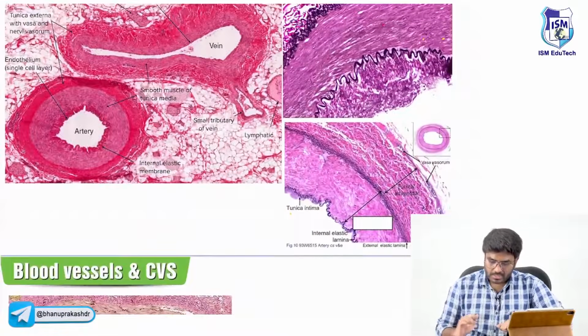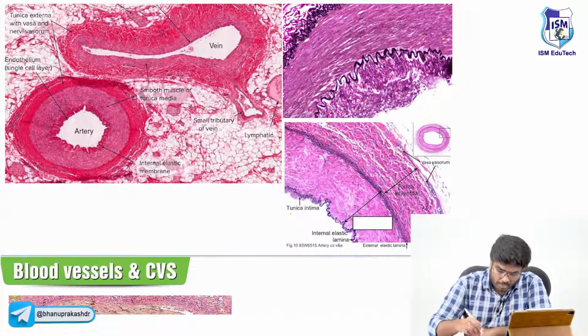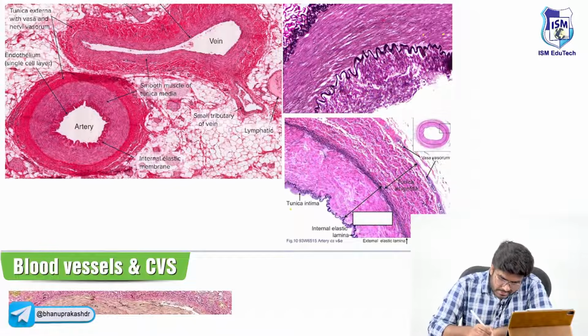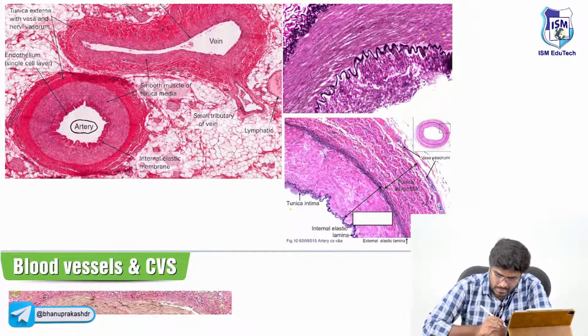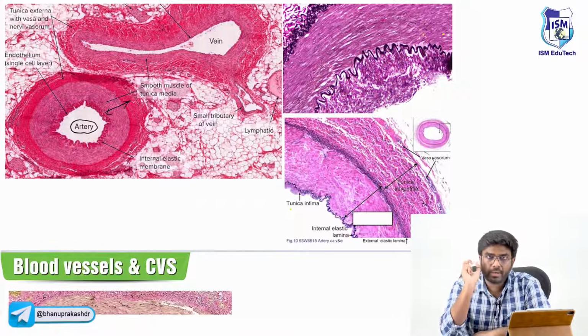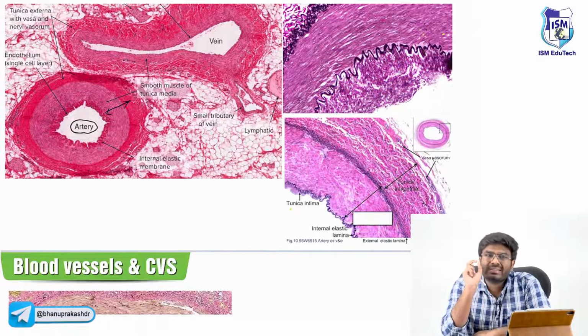Now here you can very clearly see the normal histology. On the left side I am showing you how an artery looks. This is the lumen of the artery. The arteries have a thick wall. And here you see the veins have thin walls. Veins are thin walled, arteries are thick walled.